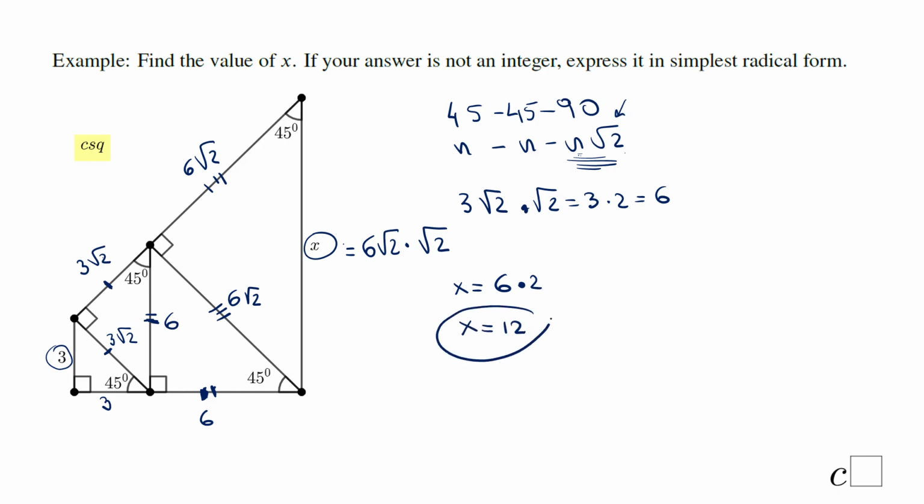12. So you can go step by step and find what you need using this special right triangle 45, 45, 90, where we have this rule, n square root of 2.